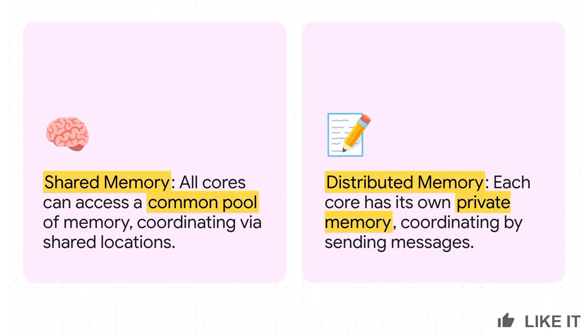And the second big choice is all about how your team communicates and shares information. Do all your workers huddle around one giant shared whiteboard? That's a shared memory system. Everyone can see and edit the same information. The alternative, everyone gets their own private notepad. To coordinate, they have to physically pass notes back and forth across a network. That's a distributed memory system. Again, a huge difference in how things operate.